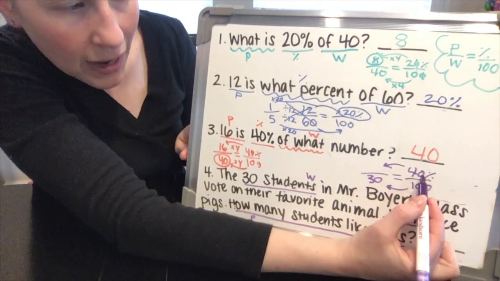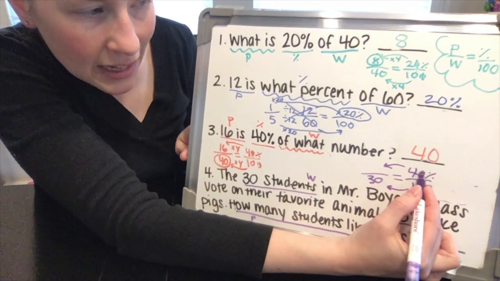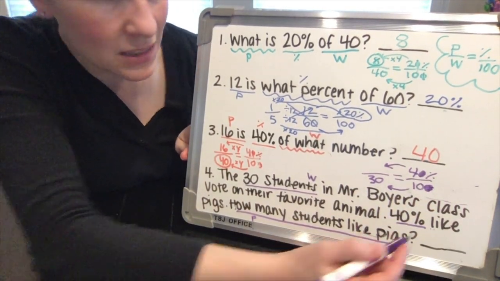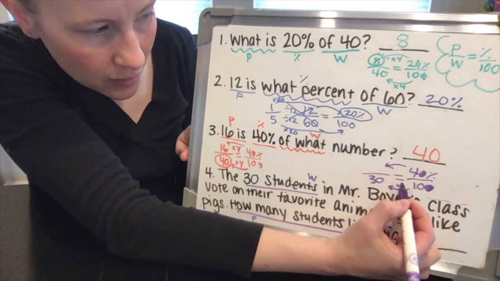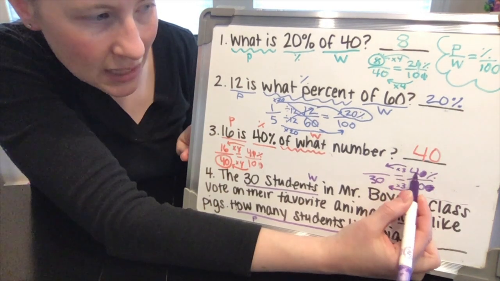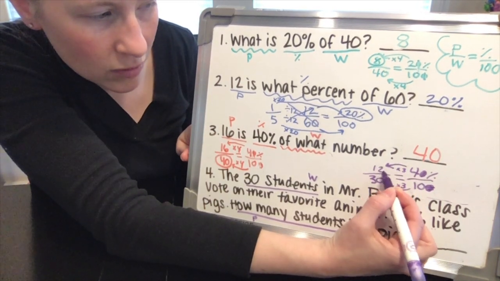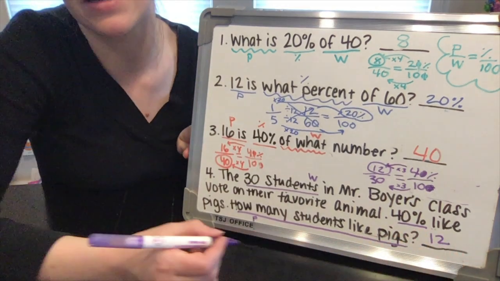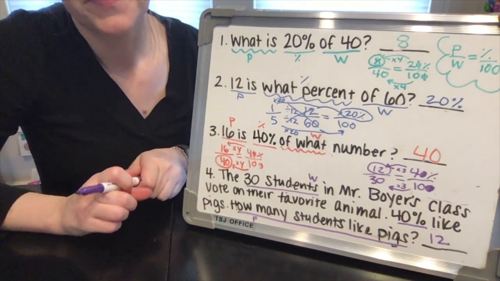If I simplify 40 hundredths, I can divide by 10 and turn it into 4 tenths. And I notice that 10 does work with 30. So I'm going to multiply by 3. If I multiply by 3 on the top, 4 times 3 is 12. So my answer is that 12 students liked pigs.